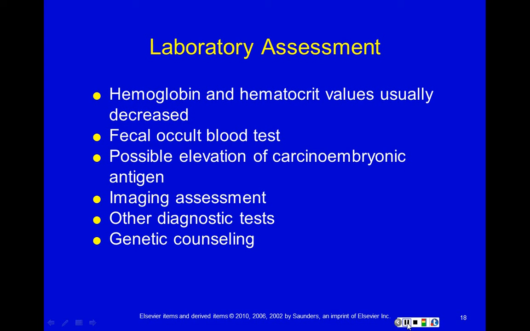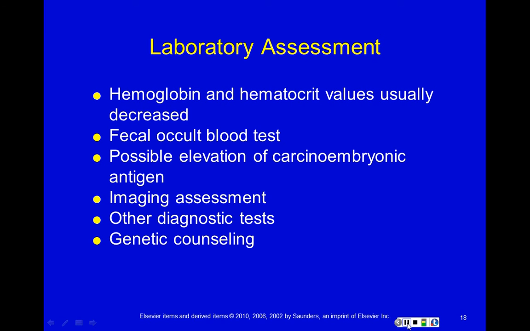So when we look at the laboratory tests, it says that hemoglobin and hematocrit may show to be decreased. This is because the person is losing blood through the GI tract. A fecal occult blood test can be performed.